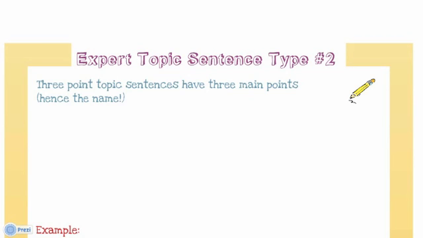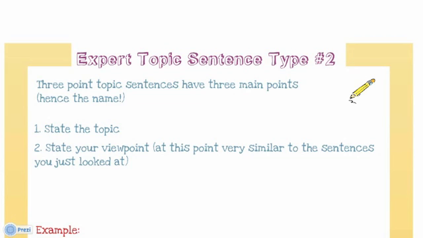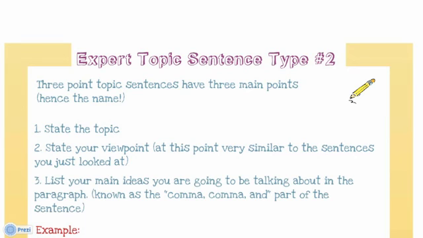And it has 3 main parts that you need to make sure that you do. First step, state the topic. Second one, state your viewpoint. This is very similar to the sentences we just looked at, but it takes it one step further in that it's asking you to also list your main ideas as you're going to be talking about them in the paragraph. So some teachers used to refer to this as the comma, comma, and part of the sentence. So you're stating your topic, you're stating your viewpoint, and then you're going to list your main ideas. Your 2 or 3 main ideas.